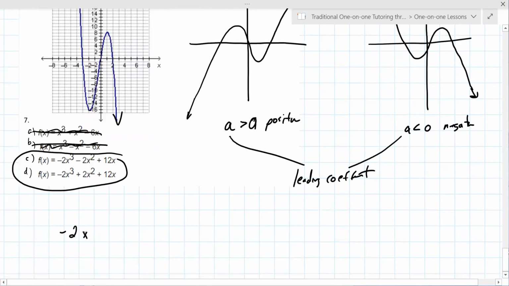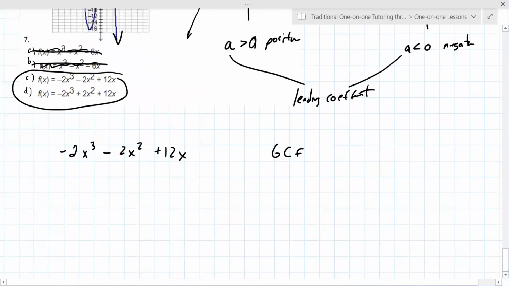But let's do this. Let's factor out the GCF from the first one. I think we were doing that the other day. And in this case, it's a -2, so you're going to divide each, I'm sorry, -2x. You're going to divide each of these by -2x. Right. Okay.